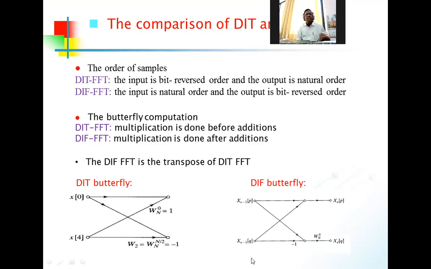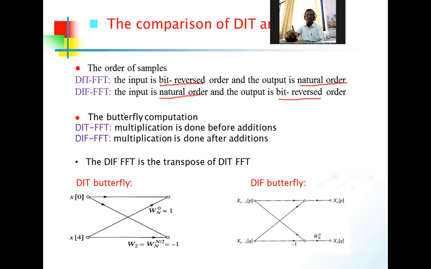So here the first parameter is the order of the samples. In DIT FFT, the input is in bit reversed order and the output is in natural order. Whereas in DIF FFT, the input is in natural order and the output is in bit reversal order. So this is the main difference.